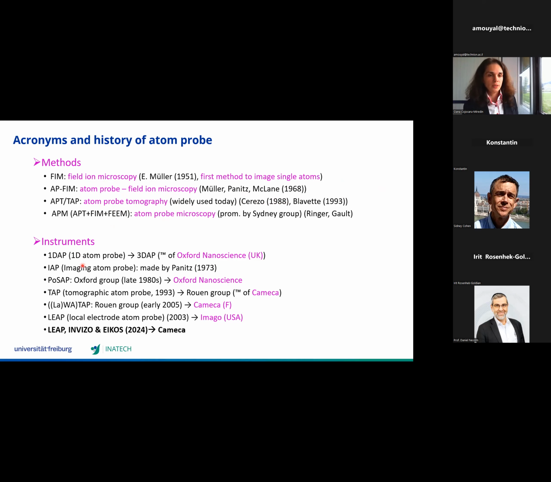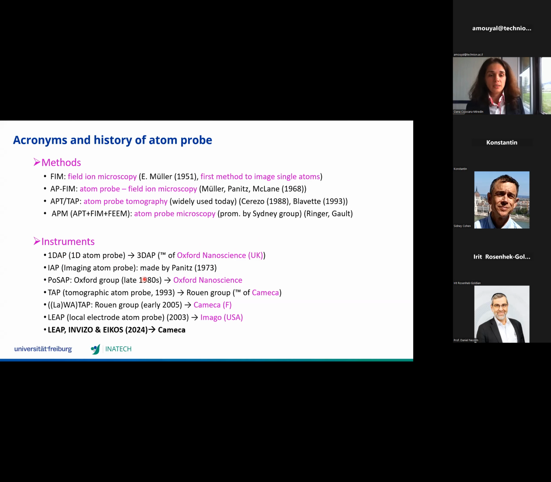The instruments, well, we had a bunch of instruments since the 1960s, 1970s, and these are the 1D atom probes. So at the beginning, we didn't have a 3D map, but we were just having a succession of atoms on a detector, and this was called the 1D atom probe, but it had been quickly developed towards the 3D atom probe and had been commercialized by Oxford Nanoscience in the UK. Then in 1973, there were some efforts to develop the imaging atom probe, but without being very successful.